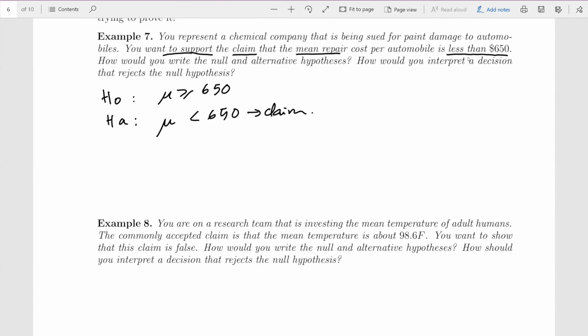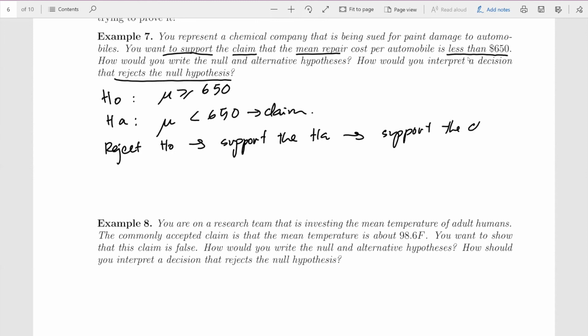How would you interpret a decision that rejects the null hypothesis? So if you reject the null hypothesis, that means you support the claim, the alternative, and the alternative is the claim. So you are supporting the claim. All right, and the claim is the mean cost is less than $650.